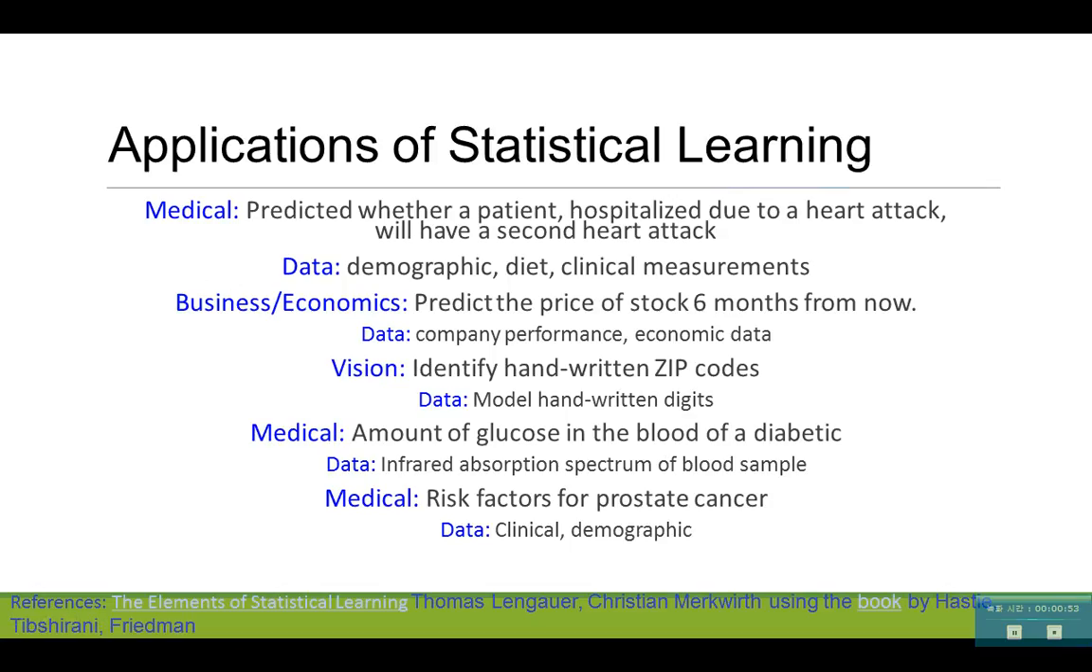So I got one PPT from our professor's references. Application of statistical learning. What are the applications? For example, in medicine, predicting whether a patient hospitalized due to a heart attack will have a second heart attack or not. That kind of prediction. And similarly in business and economics, vision, medical, and other things also. And in this kind of area, we apply statistical learning.